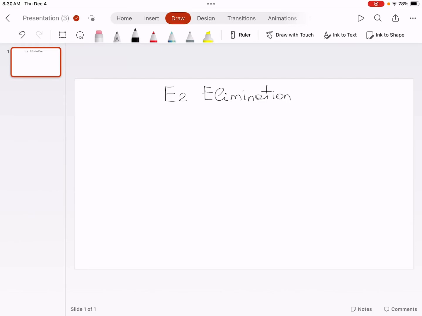Good morning. This video is about the E2 elimination. The E2 elimination is normally performed on secondary or tertiary alkyl halides. So we're going to use this substrate, which is a tertiary alkyl halide. The elimination is performed by using a strong base.